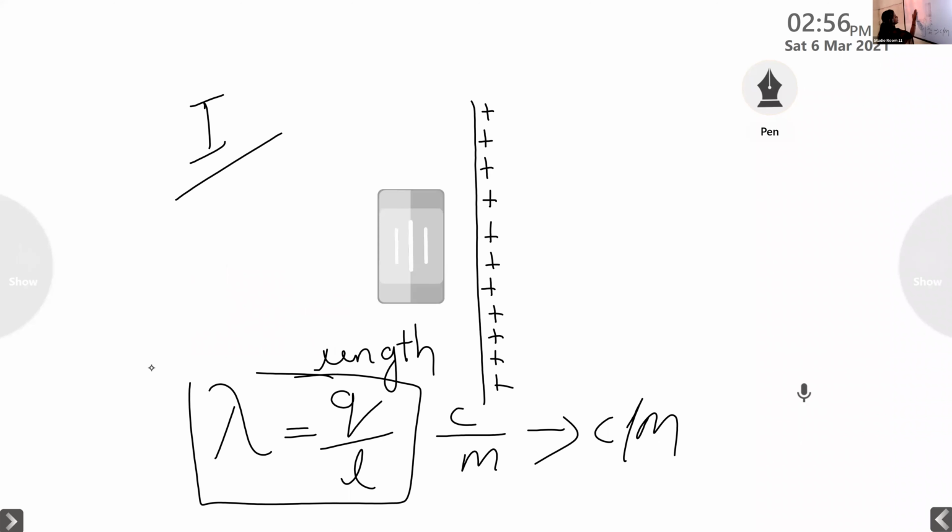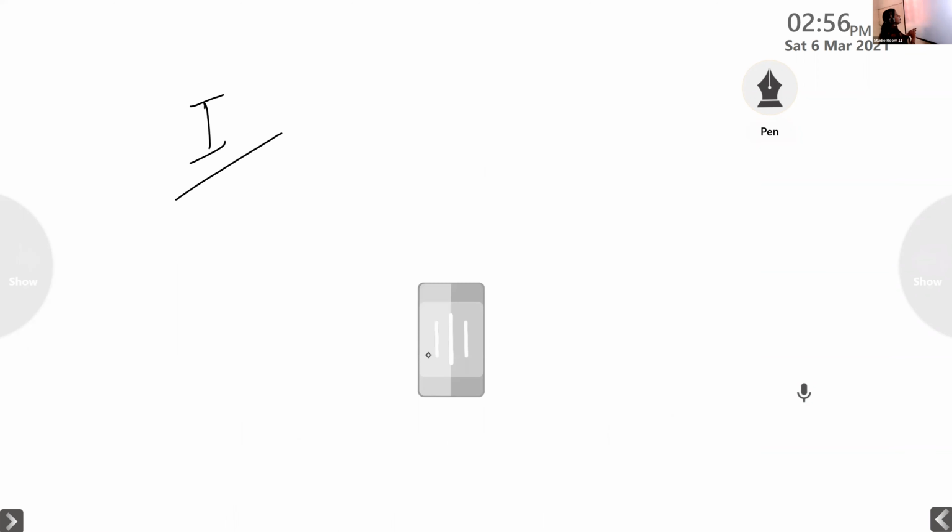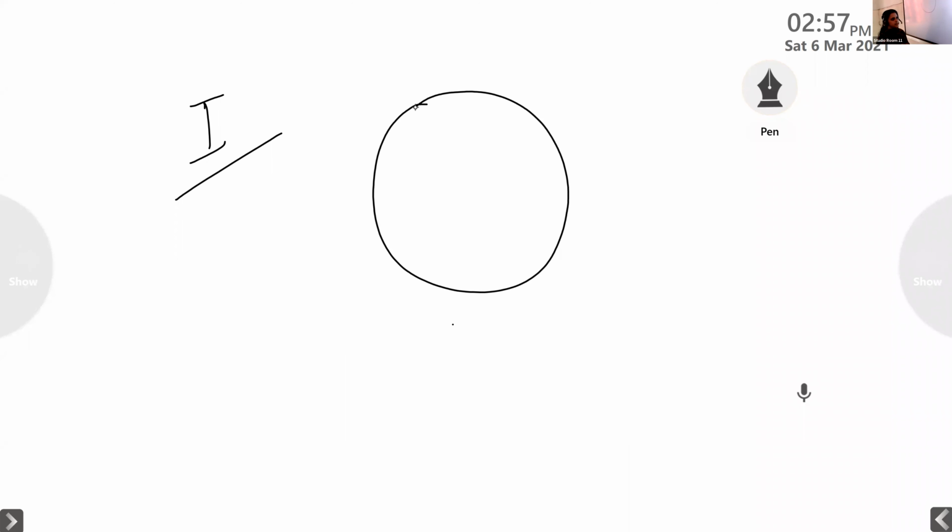Now we can move to the second case. For the second case, we can consider another figure. It is a spherical shell or a spherical conductor. And I place a charge Q. After some time, this charge is distributed uniformly along its surface.